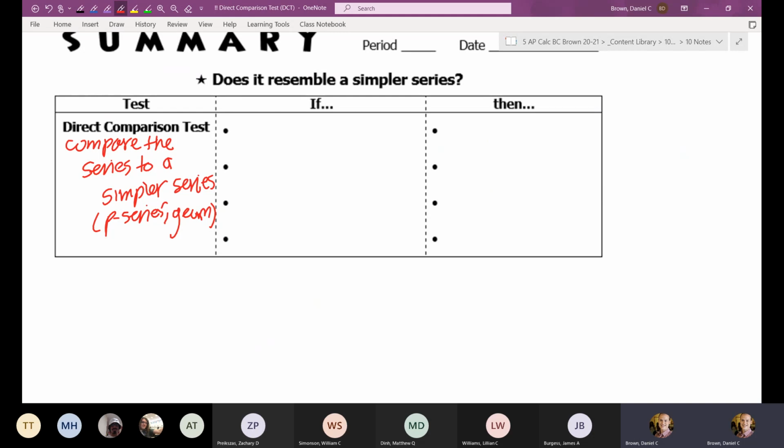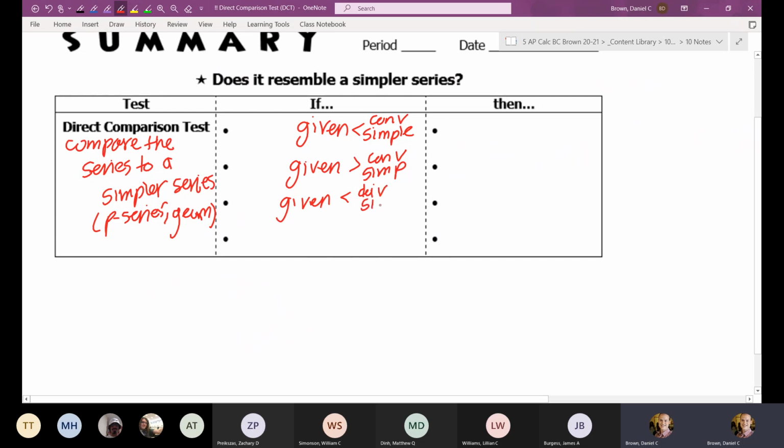The first one we have is the one that is given is contained within a convergent simple series. Another case that can happen, the one that is given is bigger than a convergent simple series. Or the one that is given is less than a divergent simple series.